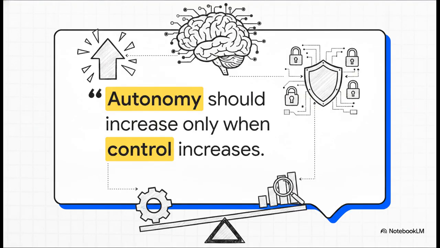Which is why the golden rule of agentic architecture is this simple principle. Autonomy should increase only when control increases. Enterprises absolutely must balance these exciting new AI capabilities with vastly improved monitoring, incredibly strict permissions, and deep, deep governance. You simply do not give an AI the power to act unless you have the ironclad power to control it.